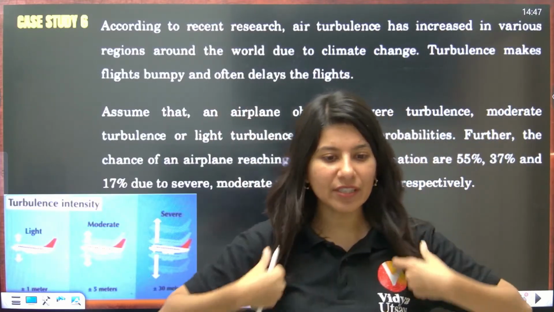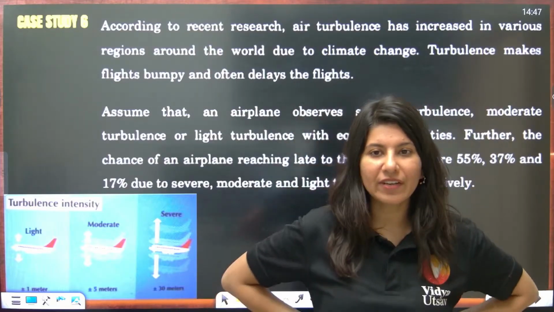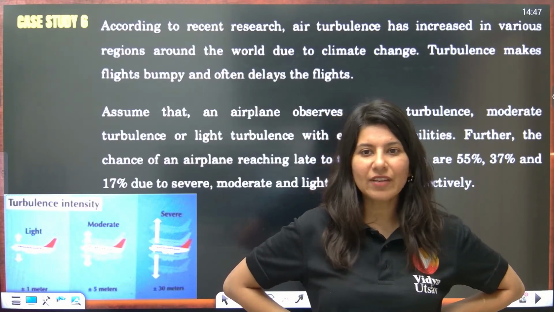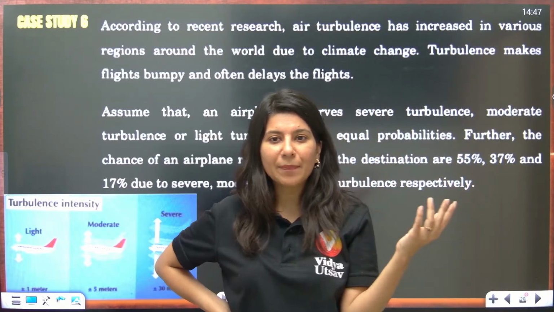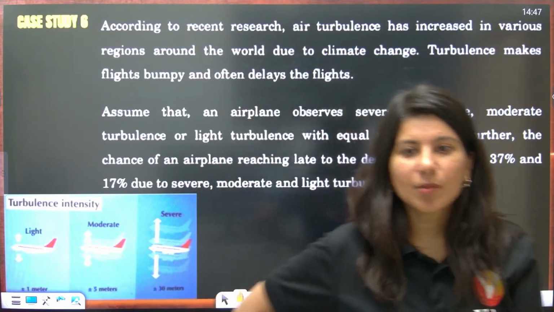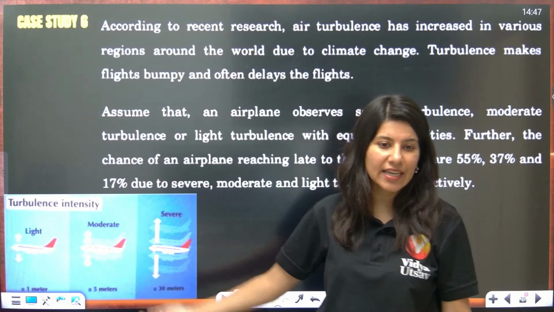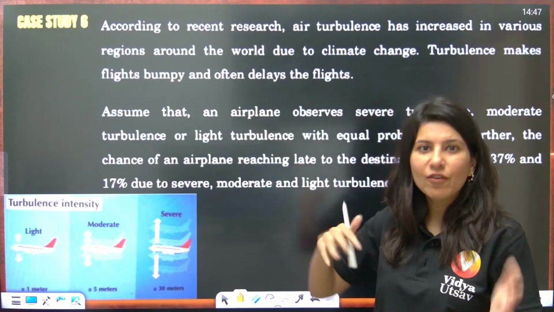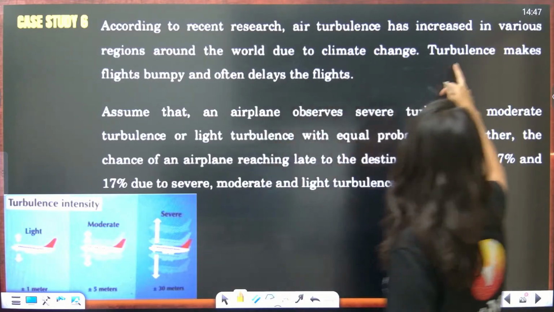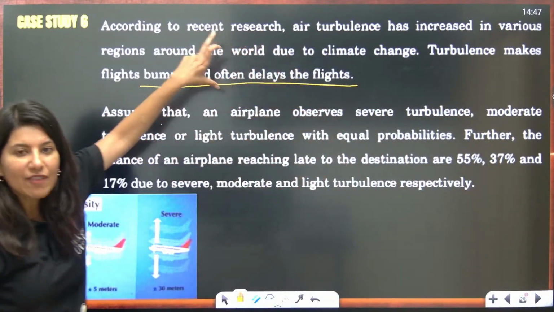How many of you have traveled by flight? So it happens that we take a flight and we just get late. The flight is delayed. There is an announcement from the captain that the air is turbulent: light turbulence, moderate turbulence, severe turbulence in the air. It happens, and that is why your flight gets delayed. You will stay in the air for a longer time. So turbulence makes flights bumpy and often causes delays. That we know. So the first half of the question is clear.